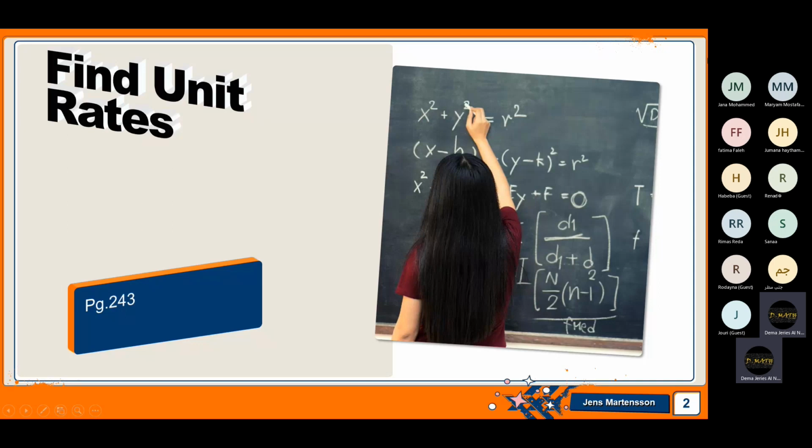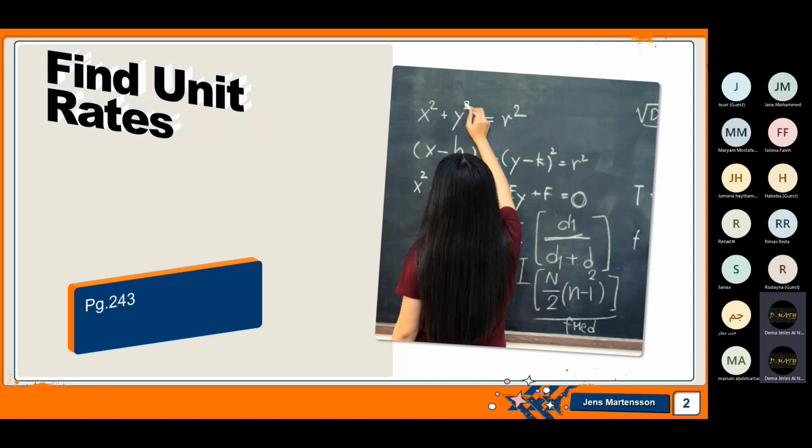What do I mean by the unit rates? Rate is a division of two different quantities. Unit means the second number is 1, like 5 to 1, 2.5 to 1, 3 to 1. Anything to 1 we call a unit rate.